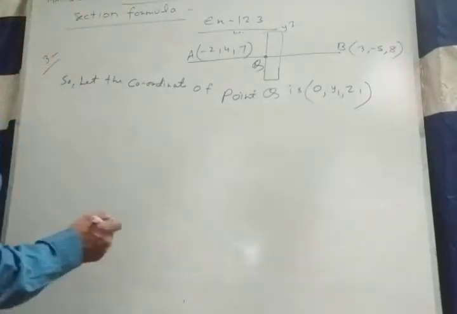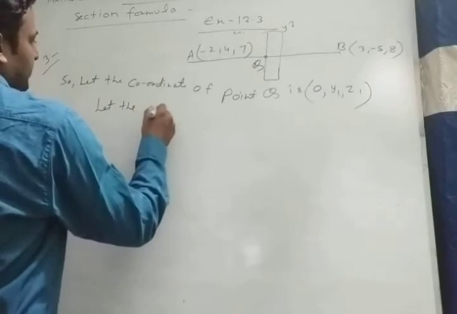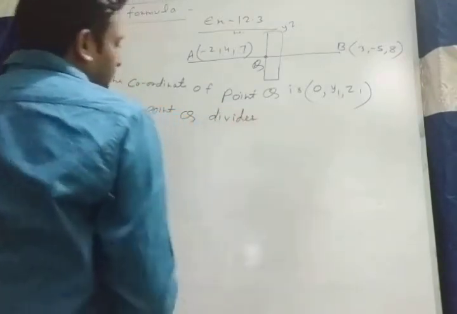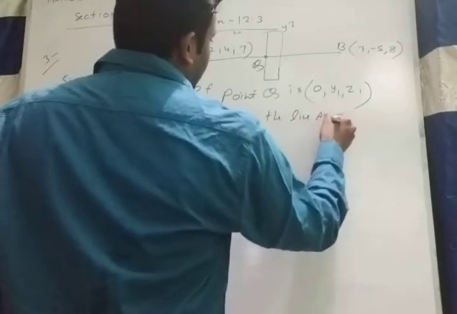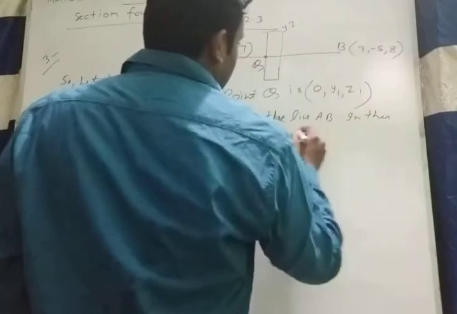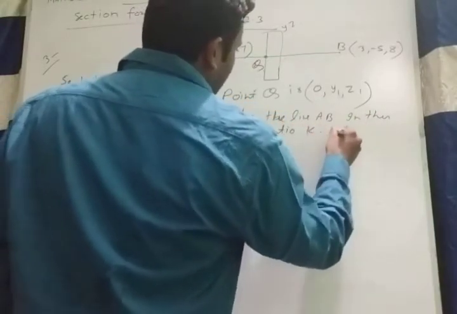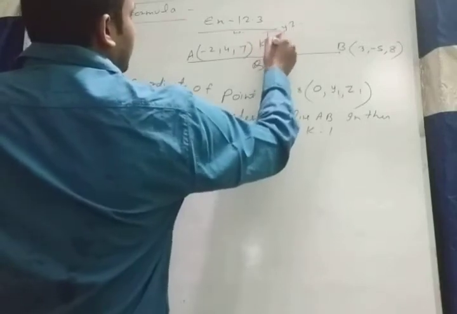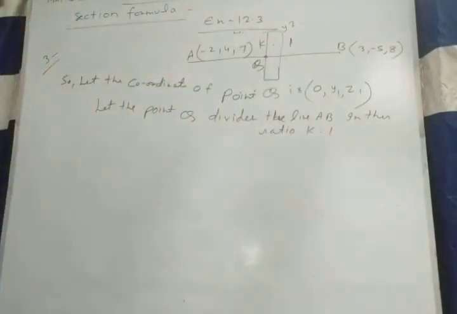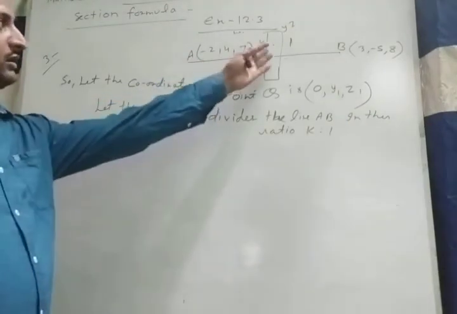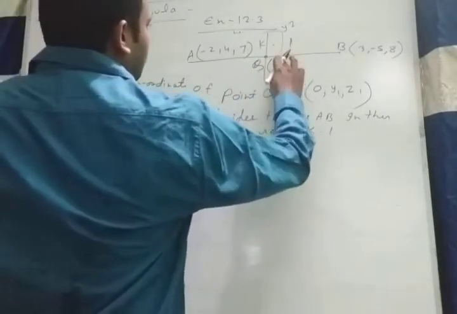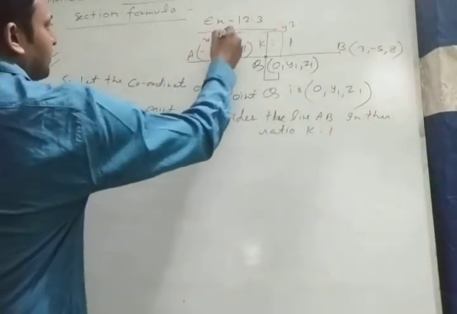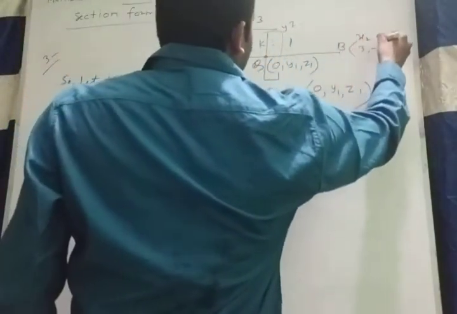Now let the point Q divide the line AB in the ratio K:1. This YZ plane divides it in the ratio K:1, where K is M1 and 1 is M2. Now we have to find the ratio. The coordinate of Q is (0, Y1, Z1). This is X1, Y1, Z1 and this is X2, Y2, Z2.